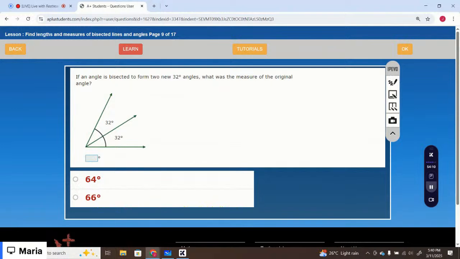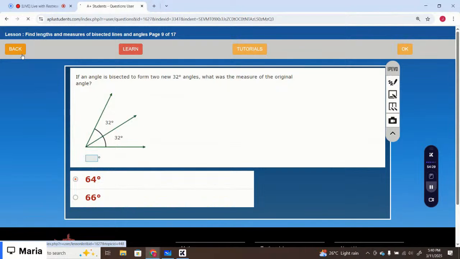If an angle is bisected to form two new 32-degree angles, what was the measure of the original angle? It must be 64 degrees. Option number 1 is the correct option. Okay, you can complete the lesson by yourself today.